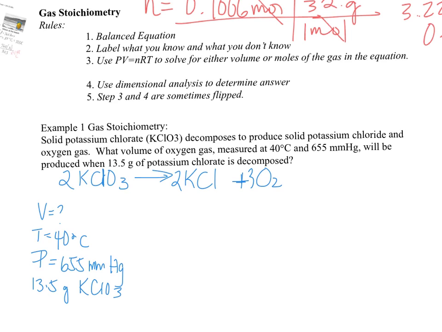So I got a lot going on. So right off the top of my head, this is what you should be thinking. First, you should be thinking that you need this in Kelvin. So 273 plus 40 is going to give you 313 Kelvin. That's the first thing. Second thing is, you know that you're using PV equals nRT, right? And they want oxygen gas.